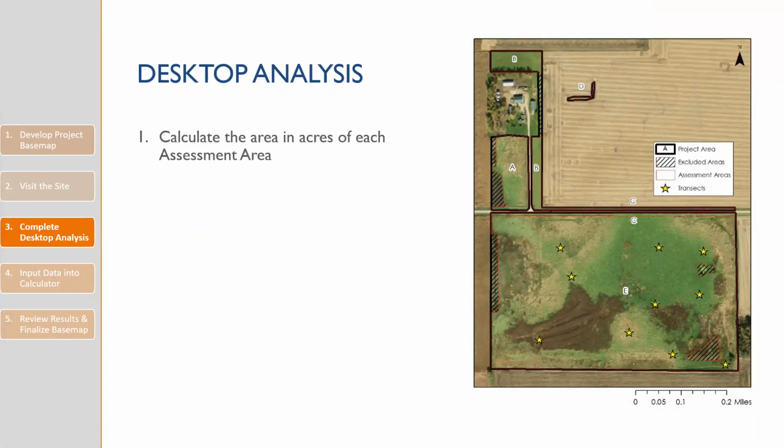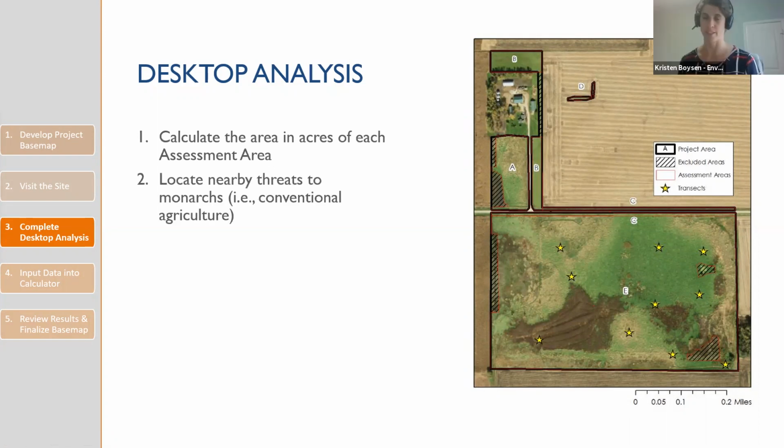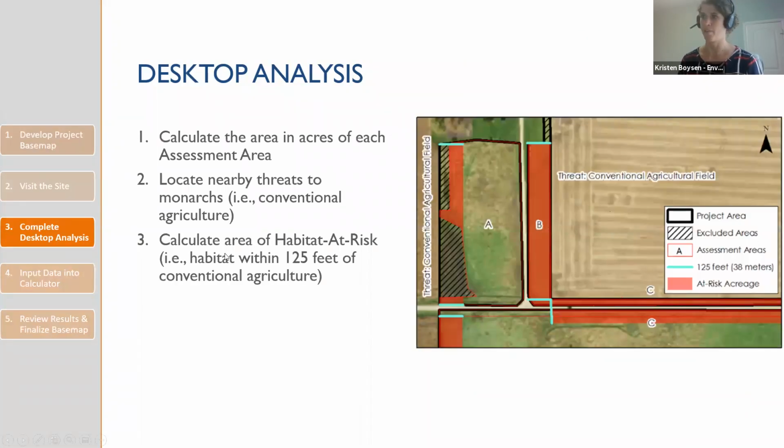Then you highlight the threatened area. Oh, I guess first you calculate your area, acres per site. Locate nearby threats. And then we zoom in a little bit. We calculate area of habitat at risk, within 125 feet. I said meters before, I meant feet. So you highlight anywhere that's within 125 feet of conventional agriculture. That at-risk acreage is highlighted here. This whole assessment area B is at risk. Parts of assessment area A. Remember, we excluded these parts of assessment area A because there was a pond in the hedgerow. And then parts of C are also at risk.